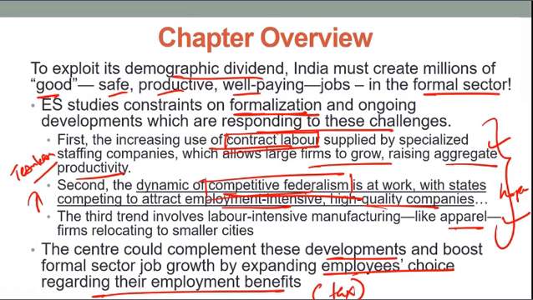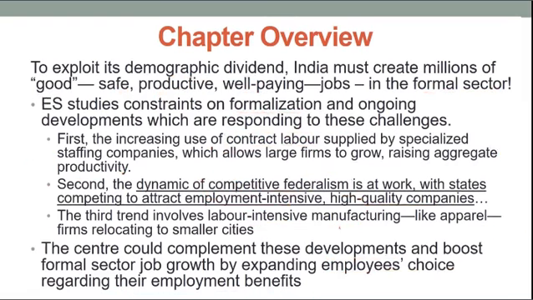We need good jobs. Formalization is required. Informal economy was growing in the country. We are having some systems in place where contract labor is now being used productively. Competitive federalism is also incentivizing states to do the same things. Labor intensive manufacturing is moving out to smaller cities, and Centre has to complement all these developments. That is the overall chapter. Now let's go into details.